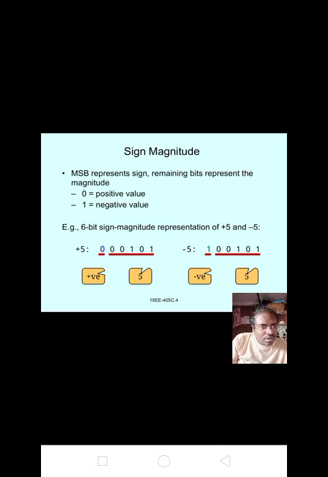1 bit is completed. Remaining are 5 bits. 5 bits means 16 8 4 2 1. The value 5 you already know, 1 0 1. The other two bits are 0, so 0 0 0 1 0 1. For minus 5, first value is 1 and the remaining values are 0 0 1 0 1. For plus 5, first value is 0; plus is 0, minus is 1.